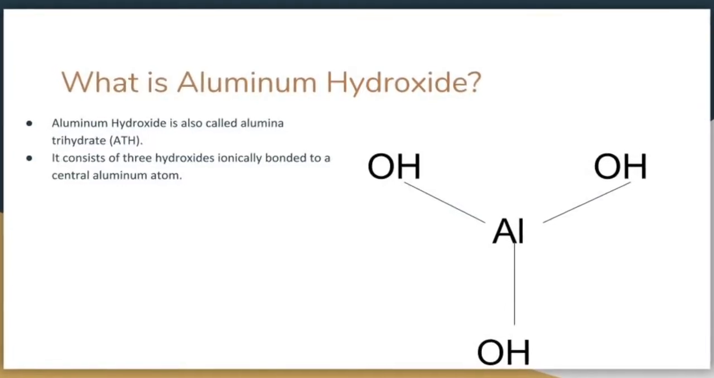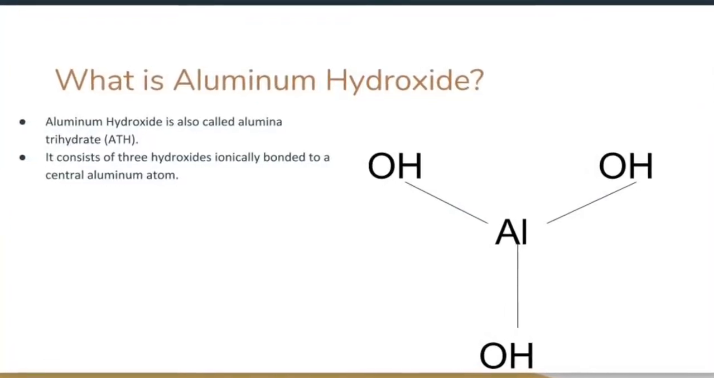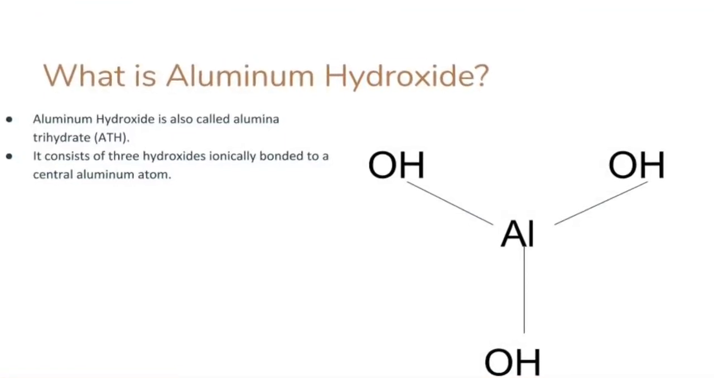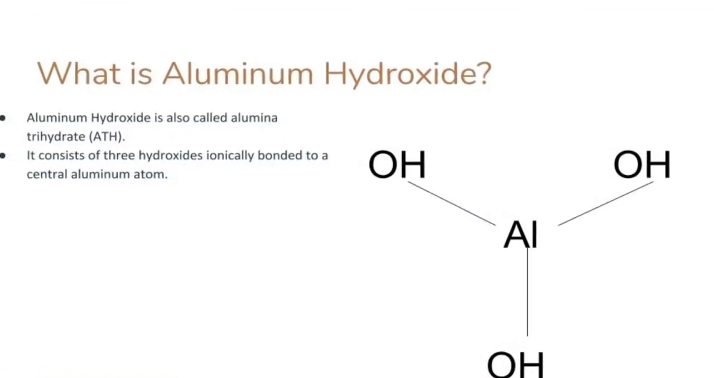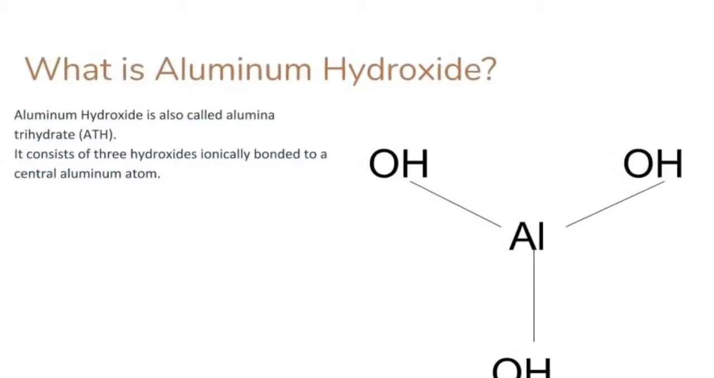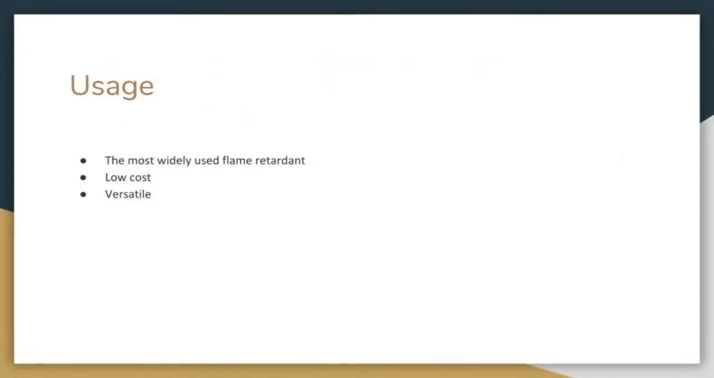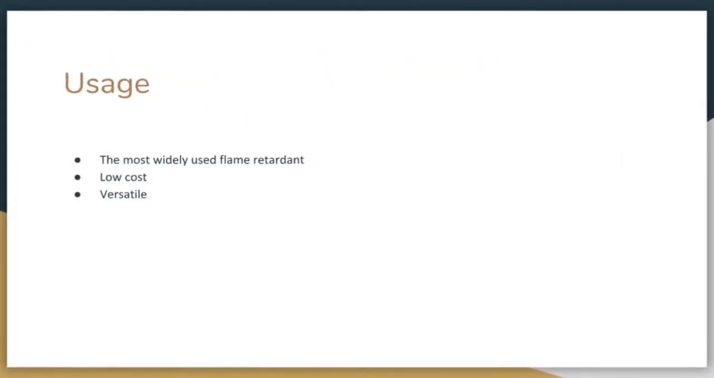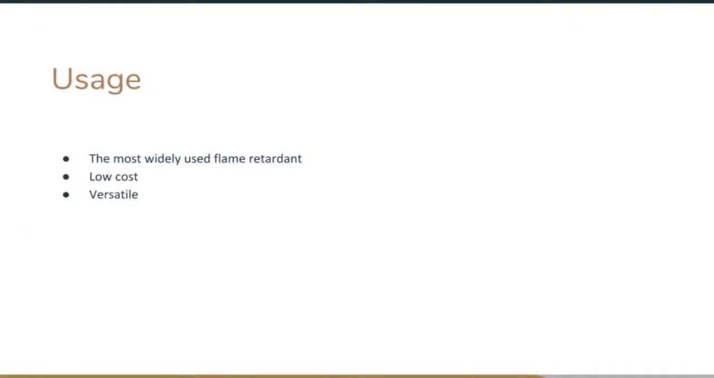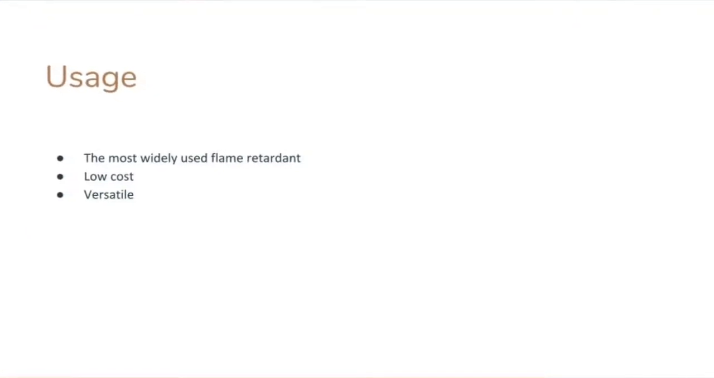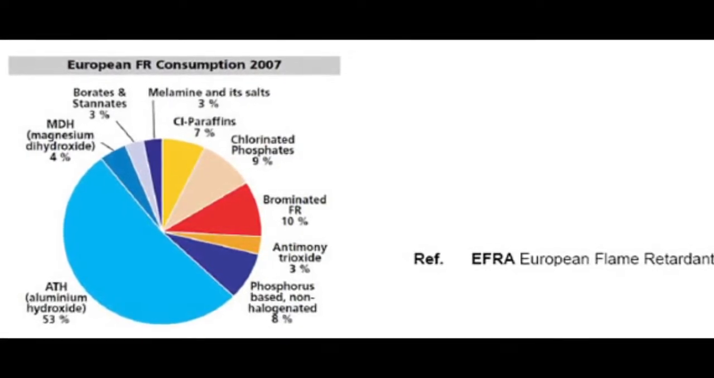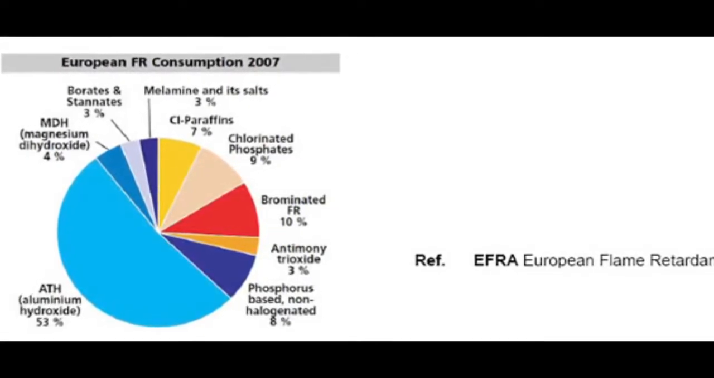Aluminum hydroxide is also called alumina trihydrate, despite the fact that it is neither an alumina nor a hydrate. Instead, it consists of three hydroxides that are ionically bonded to a central aluminum atom. Aluminum hydroxide is the most widely used flame retardant on the market because of its low cost and versatility in comparison to the other flame retardants, and as shown by this graph, it occupies 53% of the flame retardant market.